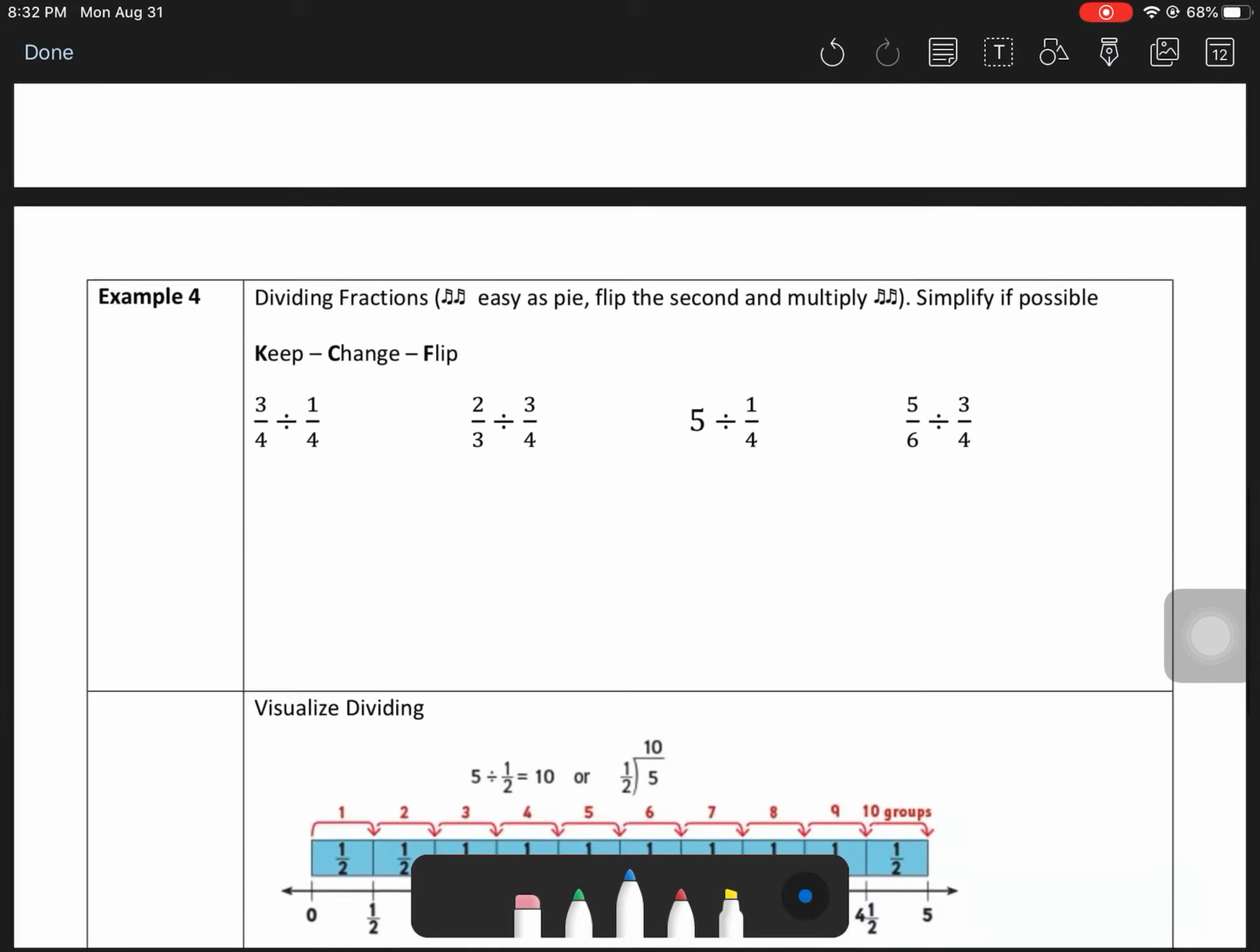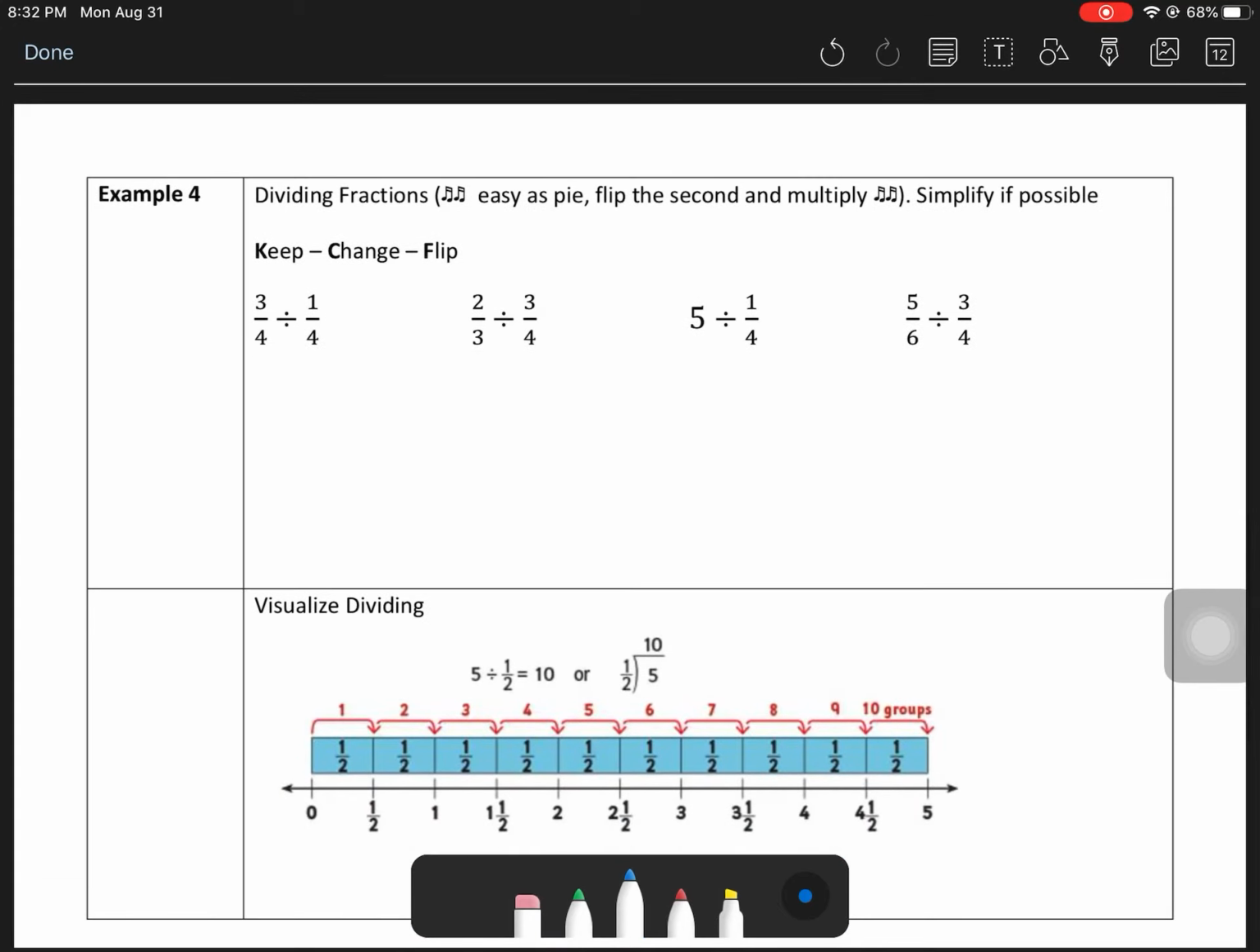Let's take a look at dividing fractions. Remember, dividing fractions is easy as pie. You flip the second one and then you multiply. So keep the first, change the sign to multiply, flip the second. Keep, flip, change. Top times top, bottom times bottom, and then we can simplify.